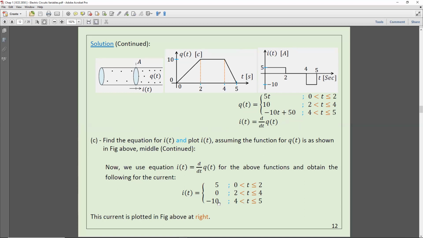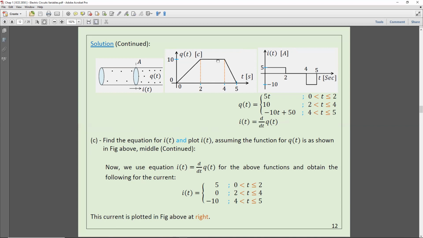And that's it. So this is the current here. There is something you can notice here. Here the current is 0 in this area. So from here to here, the current was 0, which makes sense.